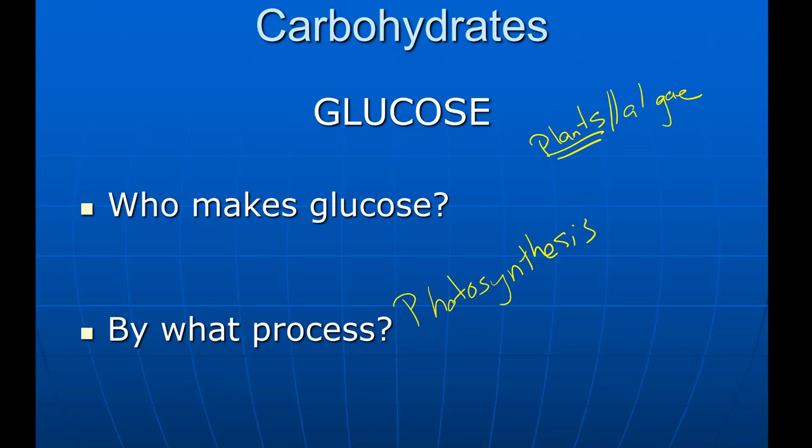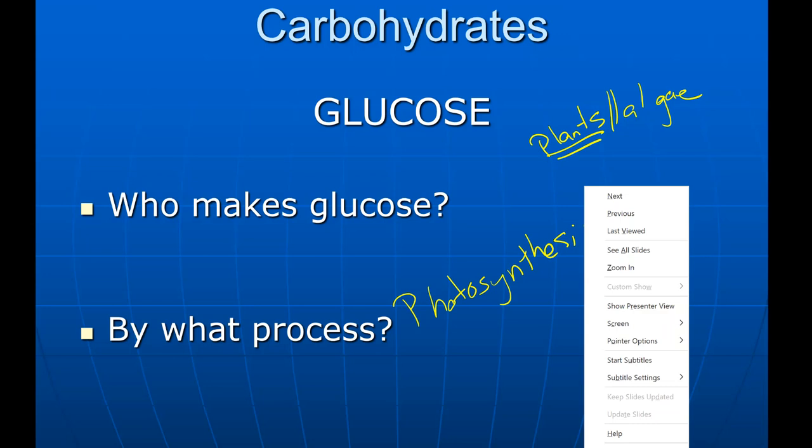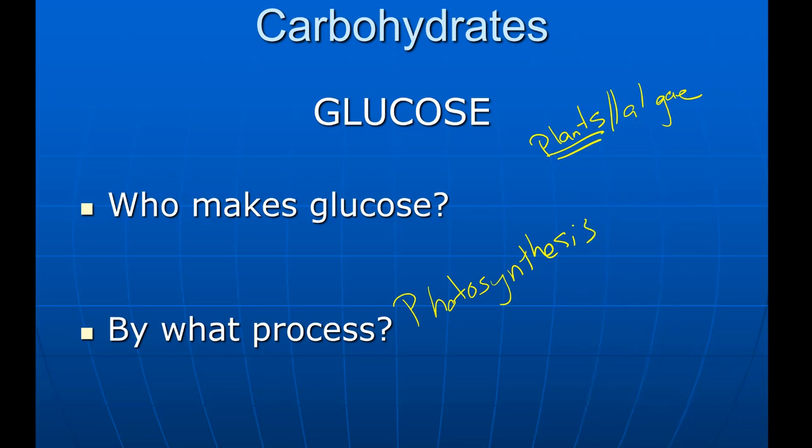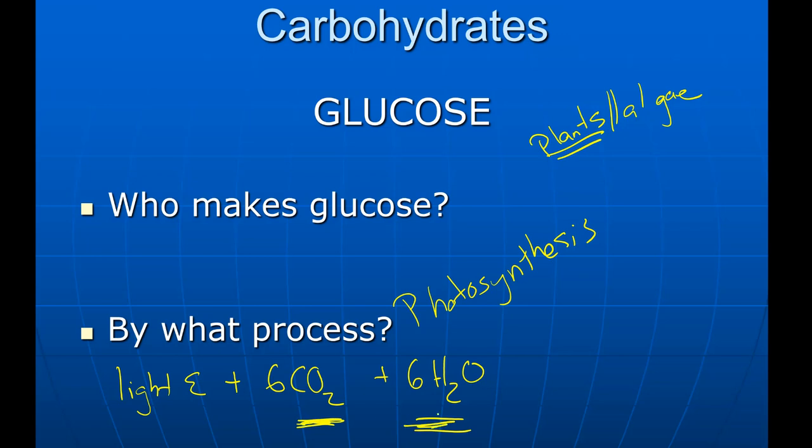This is an equation you should memorize because it's one of the most important equations in biology. Our equation of photosynthesis is light energy, plus 6 molecules of carbon dioxide, plus 6 molecules of water. You should be familiar with the structure of both of these. Yields, you better know what C6H12O6 is, glucose, plus 6 molecules of oxygen gas. This is what photosynthesis produces.